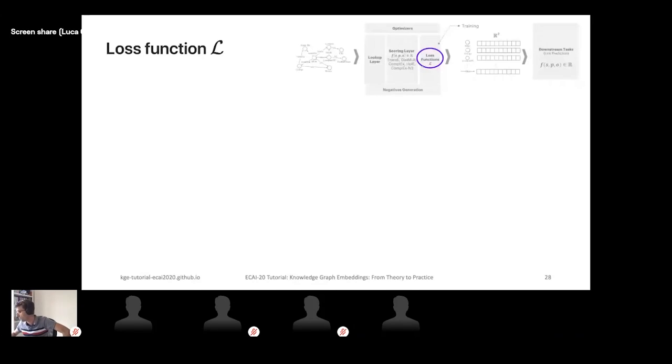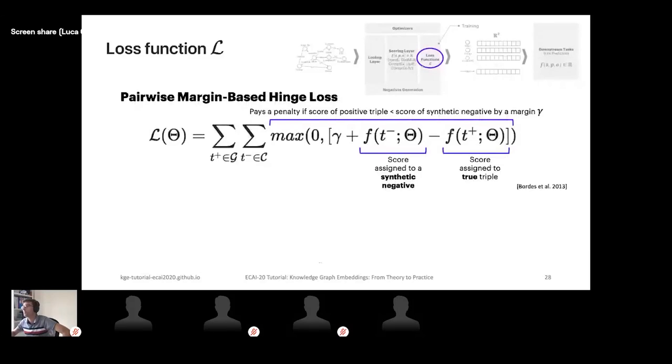Now, having described the scoring function, I would like to spend a few words on another very important component of a knowledge graph embedding architecture, which is the loss function, right? So again, just like for scoring functions, there are quite a few losses that can be used in this context. I will start by giving you an overview of one of the earliest losses used in this area. It's also quite intuitive to understand. It's a hinge loss. It's called pairwise margin-based loss. And it's what is minimized by the optimizer, right? And if you want, it includes the score assigned to positive and negative triples by the scoring function f that we described earlier on, right?